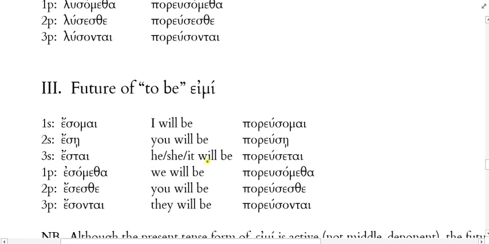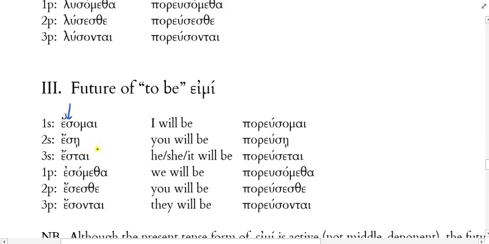Okay, let's take a look at the future tense of the verb to be. You've learned the present: eimi, ei, estin, esmen, este, eisin, right? Now here's how we say future tense, I will be or I shall be. Everybody: esomai, ese, estai, esometha, esesthe, and esontai. Do you see the sigma here before the connecting vowels? That's future, okay? That's future.